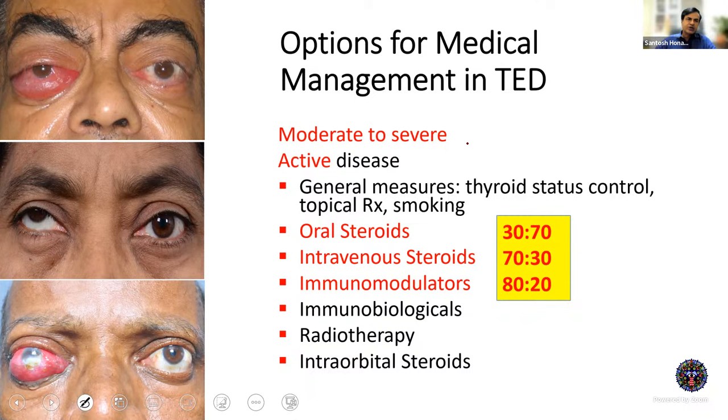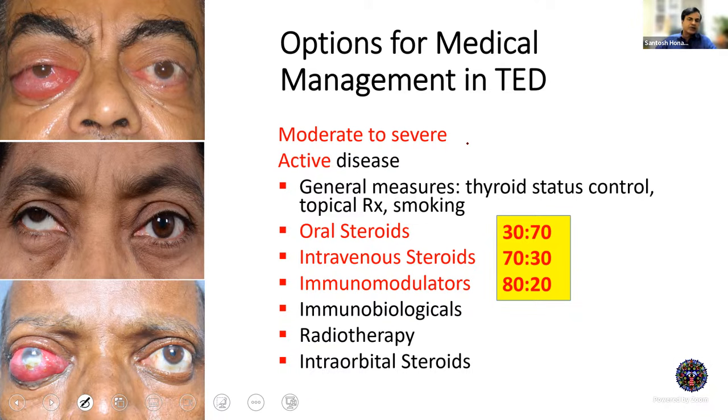Oral steroids given in a dose of 1 milligram per kg body weight, tapered over 4 to 6 months, would cause a lot of side effects for sure, but they also help in about a third of patients. In fact, oral steroids given in any active disease would cause remission in 30% of patients, and 70% of patients would either not benefit at all or would have recurrence of activity, right? So they're helpful, but not in a significant majority of patients. They're helpful in only a minority of patients.